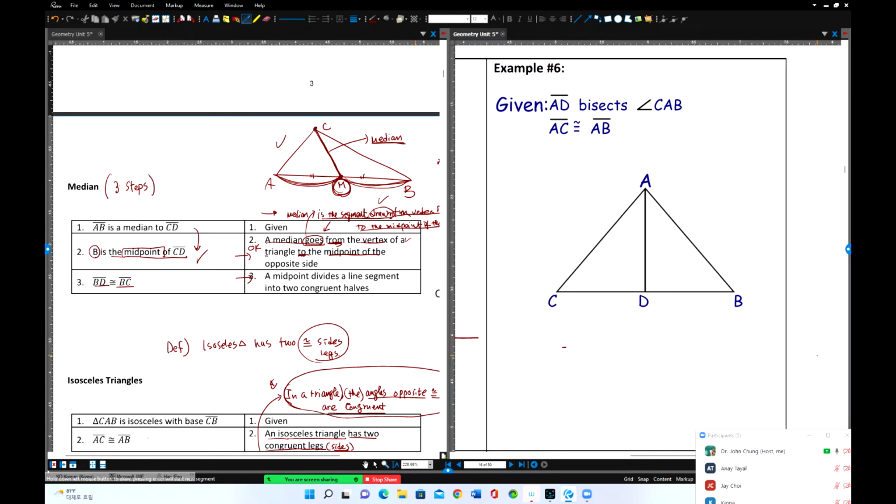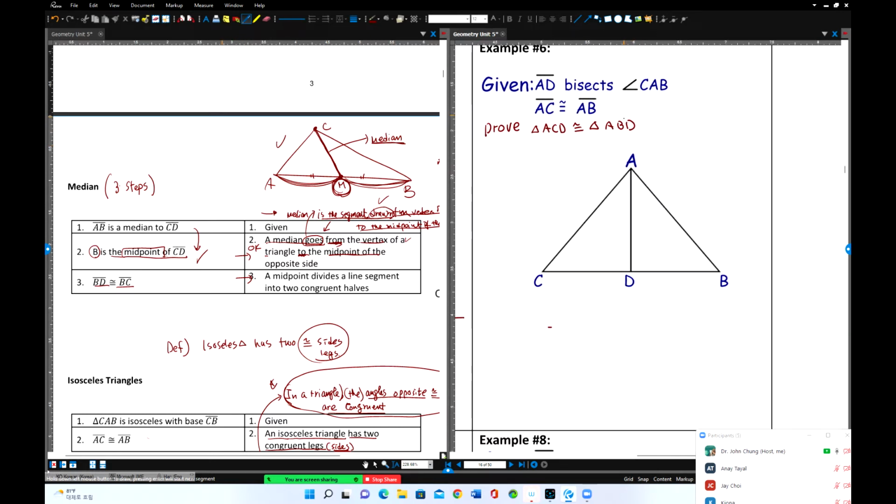Given AD, we're gonna prove this one. Triangle ACD congruent triangle ABD. All right, two column proof over here. This is a statement. This is reasons. Write down the given. Already given, write down, okay?